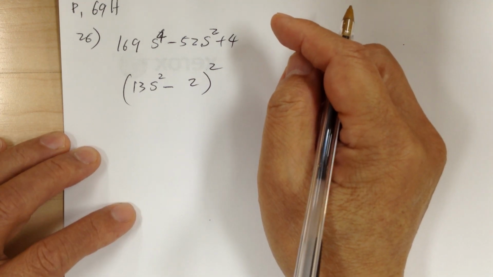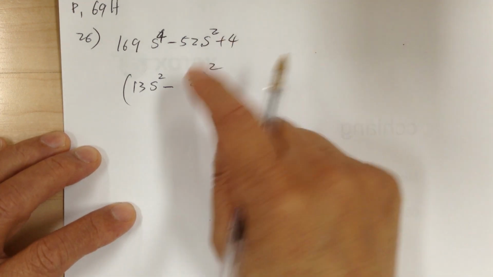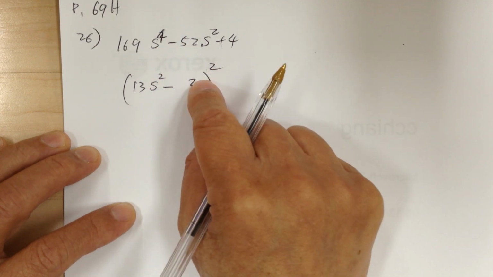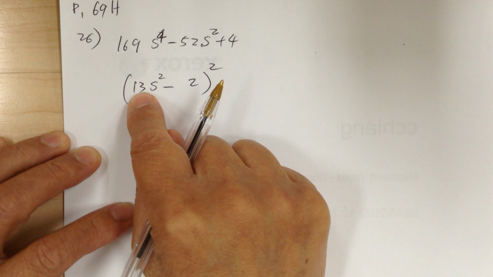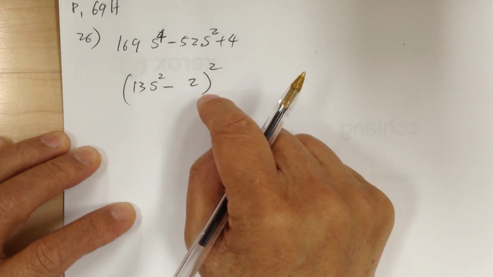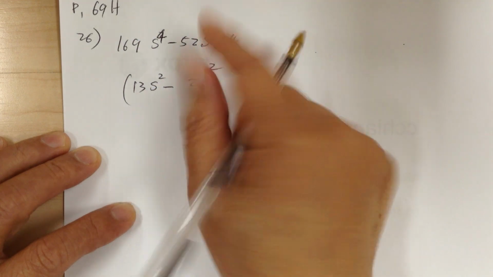So let's check and see if everything works out. Negative, match. 2 times 2 is 4. 4 times 13 gives you 52. Again, if you cannot do it in your head, use your calculator. And the alphabet s squared, so check.